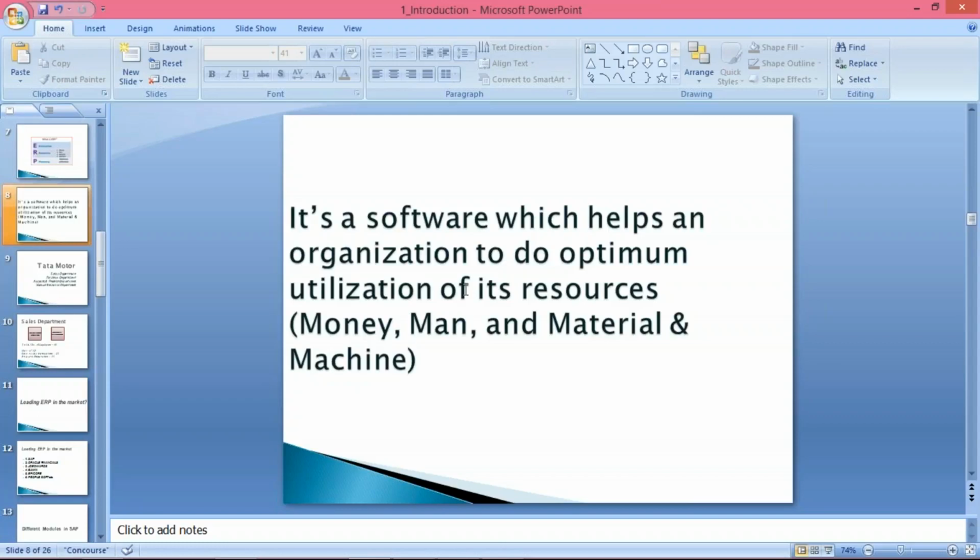And what are the resources? Resources are money, man, material and machines. These are the four resources. Now the question is, how is ERP going to help any organization to do maximum utilization of its resources? As I said, ERP is a software. So what is this SAP, guys? This is also a kind of software. SAP, as we said, is an ERP, and ERP is a software. So SAP is also a kind of software.